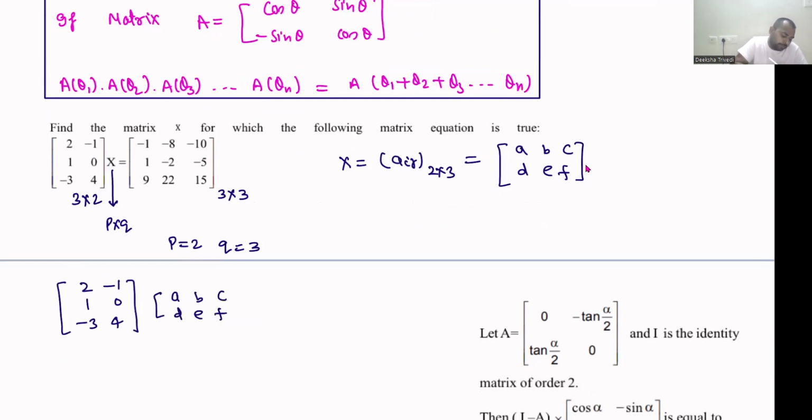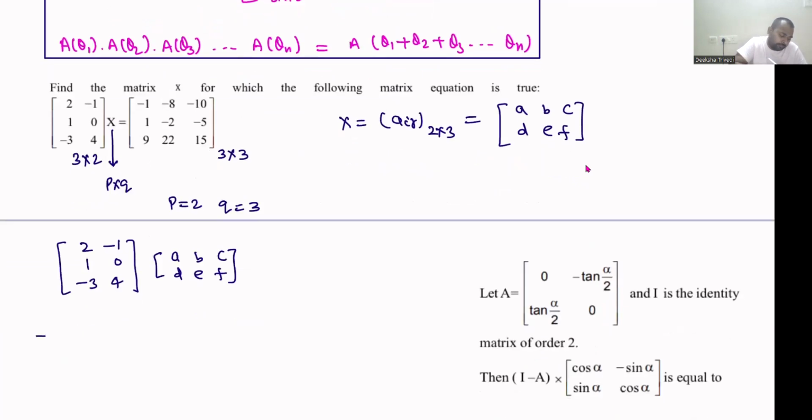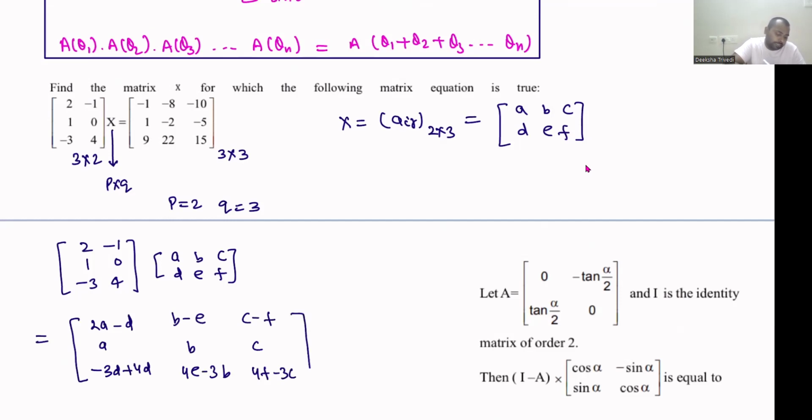Now you know how we do the multiplication. If we multiply, what do we have? We have 2A minus D, A minus 3A plus 4D. Then we have B minus E, B, and 4E minus 3B. Then we have C minus F, C, and 4F minus 3C. And this matrix they gave what? -1, -8, -10, 1, -2, -5, 9, 22 and 15. Now we can compare.